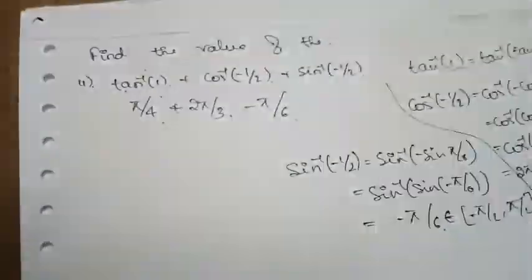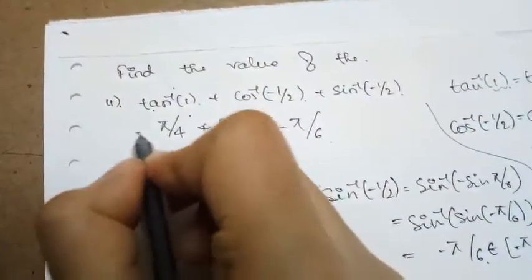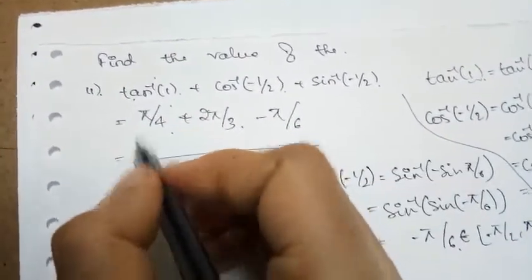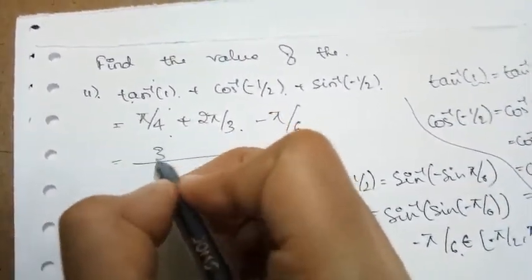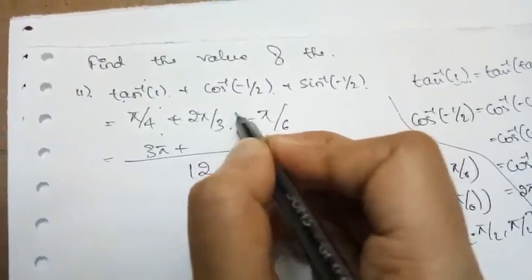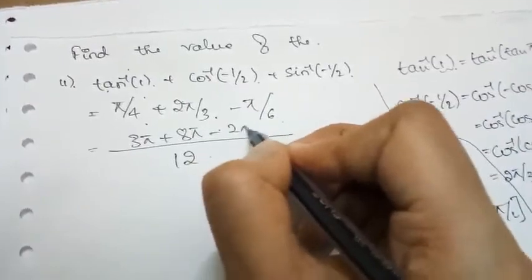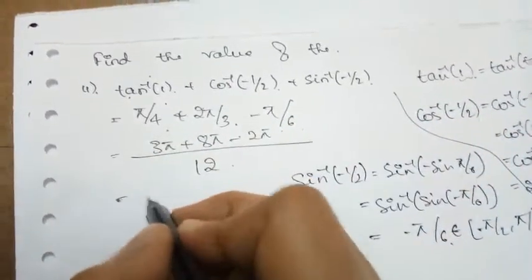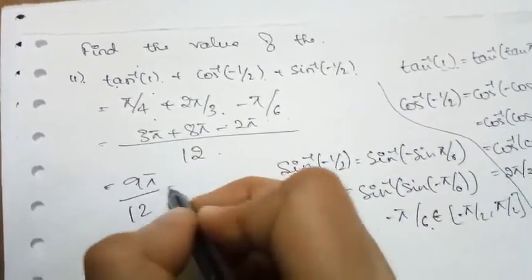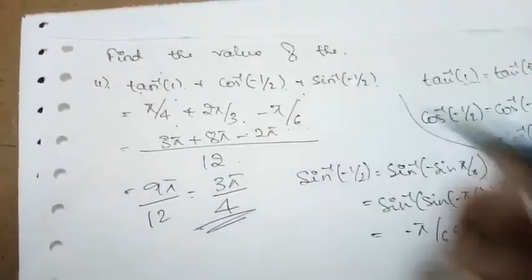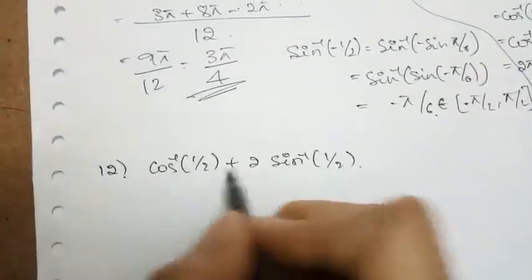Now you have the values of the 3 inverse trigonometric functions. Now take the LCM, which is 12. By taking the LCM, it becomes 3 pi plus 4 times 2 pi minus 2 pi over 12. So clearly it is 9 pi by 12, which is 3 pi by 4, the answer for this one. Next is this one.